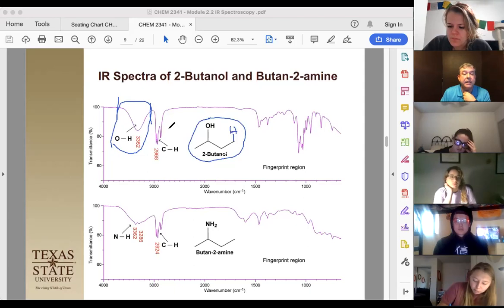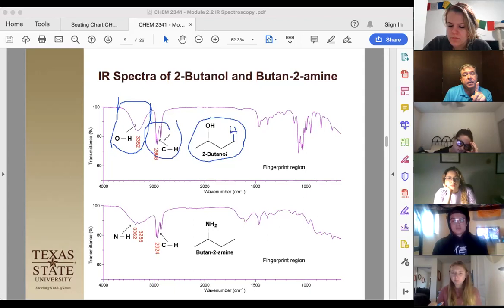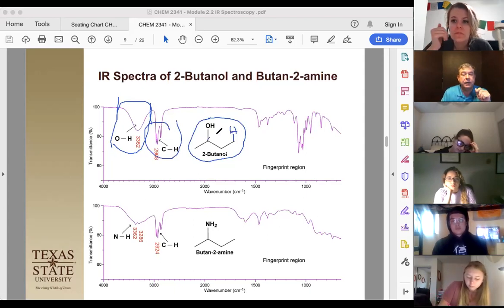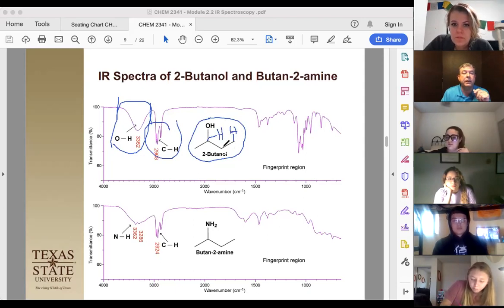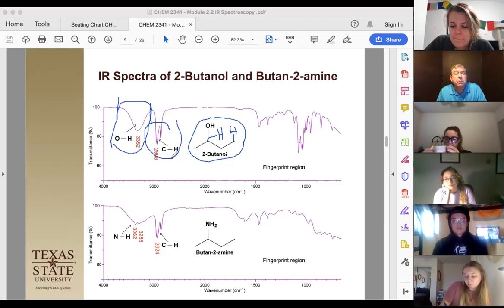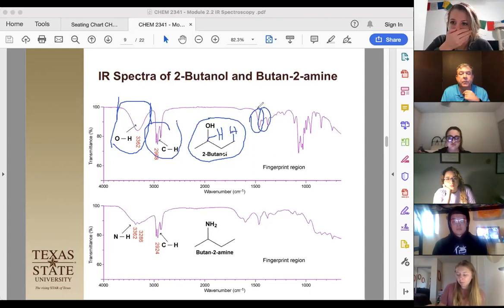The next thing we see is these CHs. And notice it's not just one peak, because we have different types of CHs. This tertiary hydrogen here is different than this primary here and this secondary here. So they actually have slightly different frequencies, but they all show up in the same range. And then right here, we have our carbon-carbon bond and our carbon-oxygen bond. They're probably right together somewhere here.